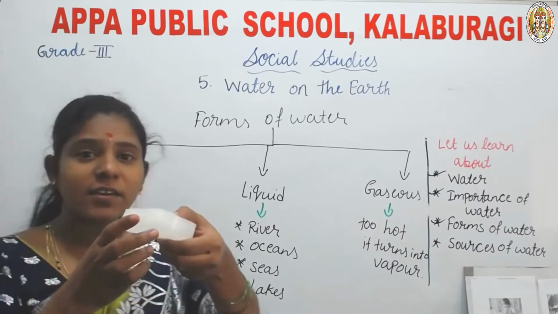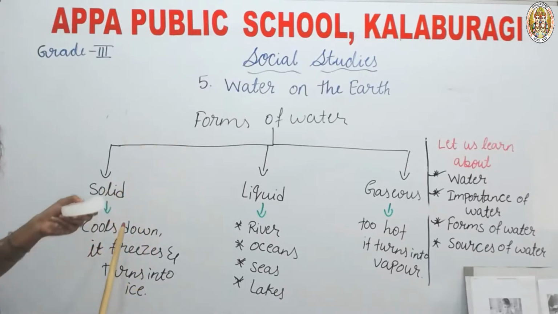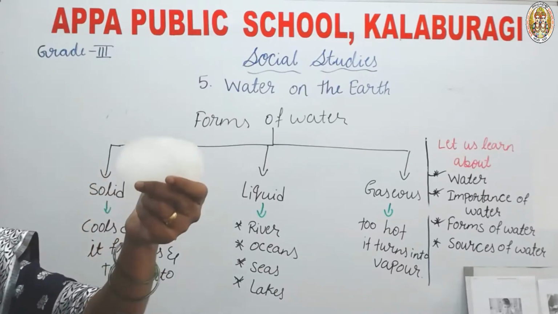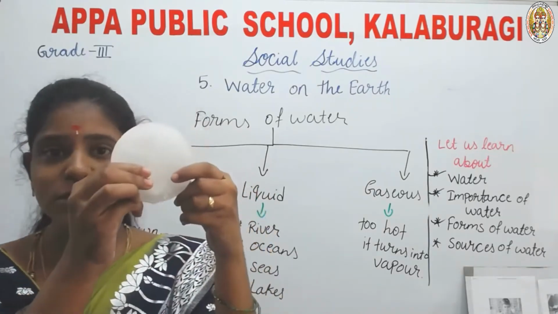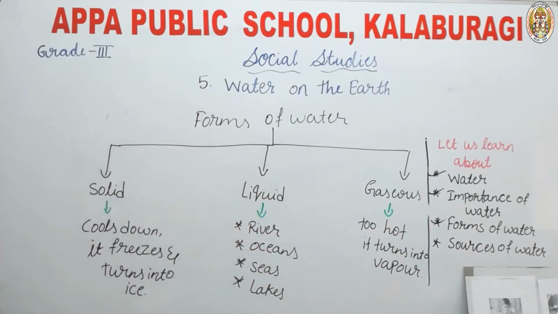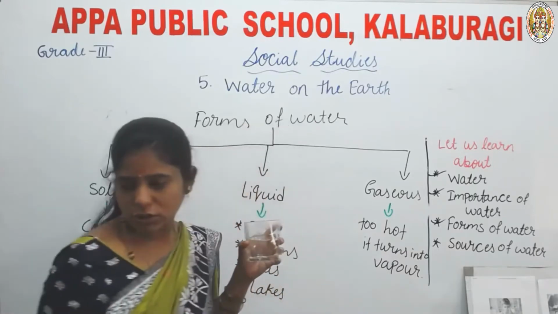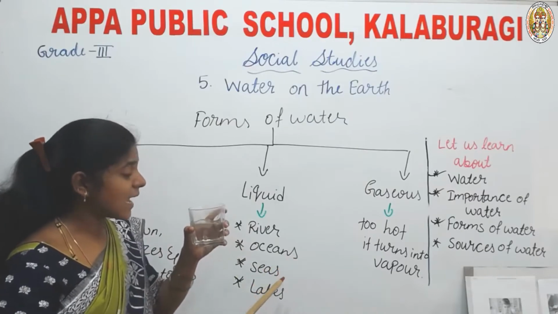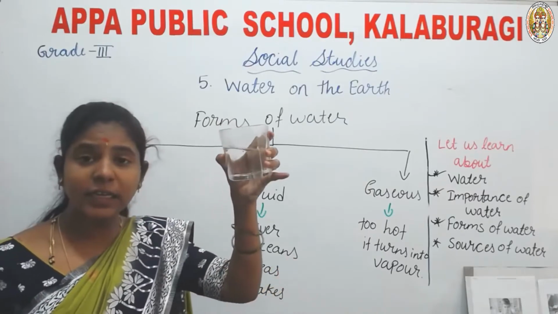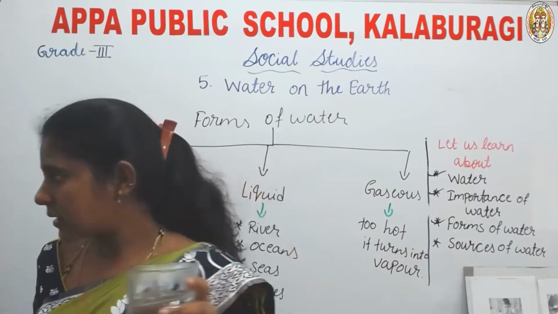Children, this is the liquid form of water. When it cools down, it freezes and turns into ice. And liquid form, from where do we get it? River, ocean, seas and lakes. In that we get the liquid form of water.